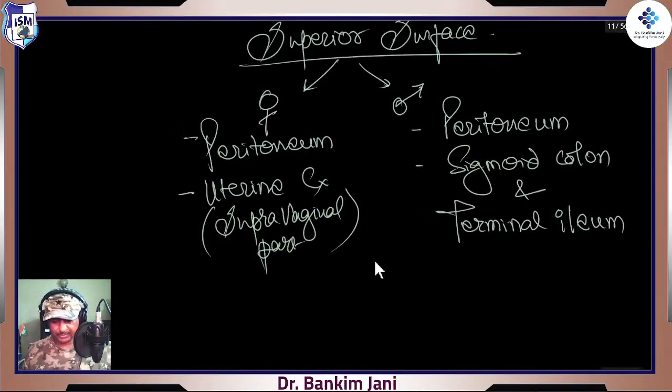Moving further, regarding the superior surface, which we already understood, that superior surface is where the peritoneum is there, right? And there would be the uterine supravaginal part. We saw in that image that when the bladder is like this, the uterus is exactly on its top, so that's where it is. In case of males, it is the sigmoid colon and the terminal ileum over there on the superior surface.